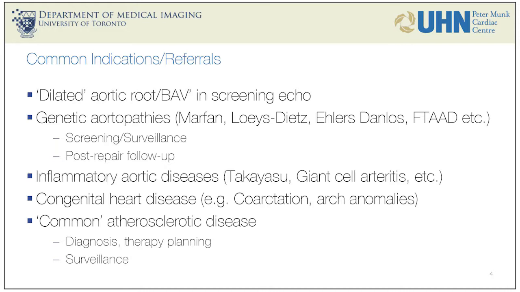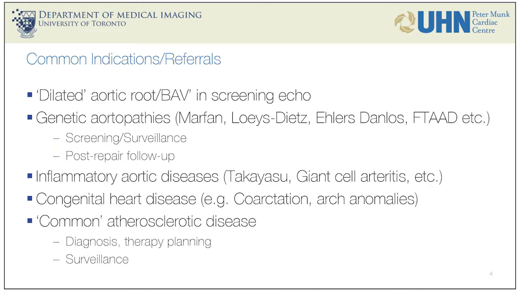Then there's a growing group of what people now call genetic aortopathies, which is Marfan's disease, Loeys-Dietz disease, Ehlers-Danlos, or all these familial thoracic aneurysm syndromes, and it's a whole bunch of different genetic bases, and they may have different expressions. And of course, in this patient population, screening and follow-up is a very important aspect, and we're talking often about young patients or potential patients that are exposed to those diseases. MR is the number one modality of choice.